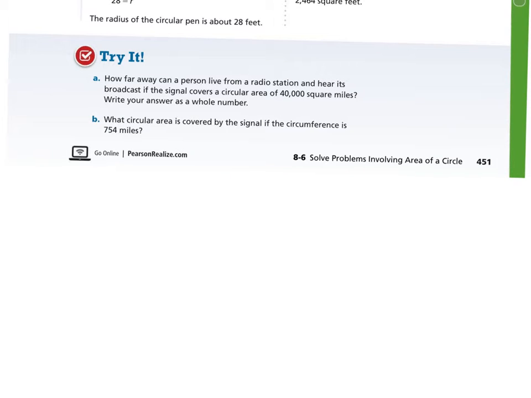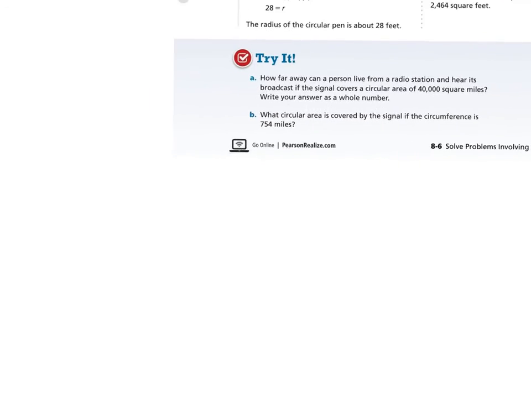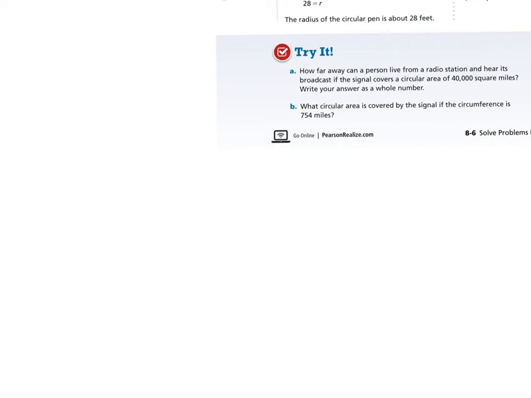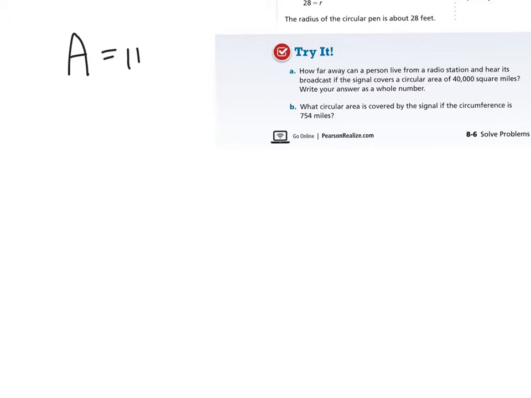Page 451, we're going to finish up talking about area of circles. So just a quick reminder about some formulas before we get going here. Formulas on your reference sheet. Our lesson is on area of circles. Area of a circle is equal to pi times the radius squared.